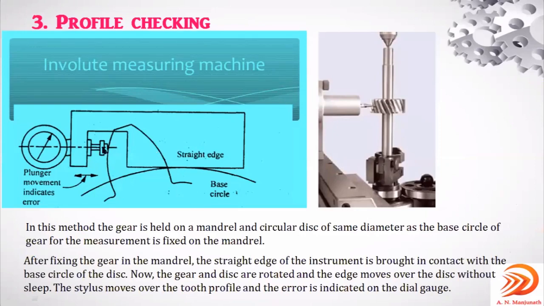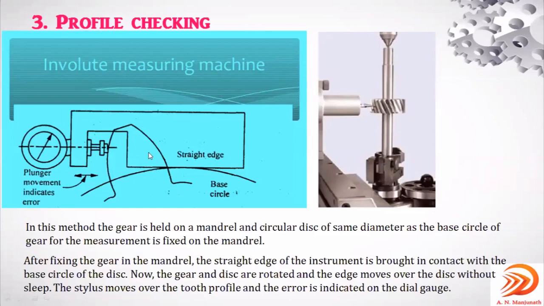So this is the particular machine, an involute gear measuring machine, where it measures the profile for the given gear blank. You can observe here there will be a plunger and a dial indicator. This plunger we can observe in this image here. So this is the gear blank, and one of the teeth has been taken here as an example.